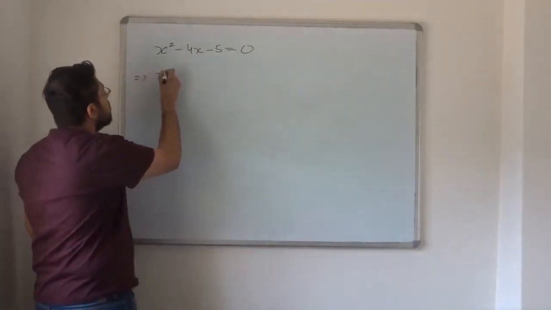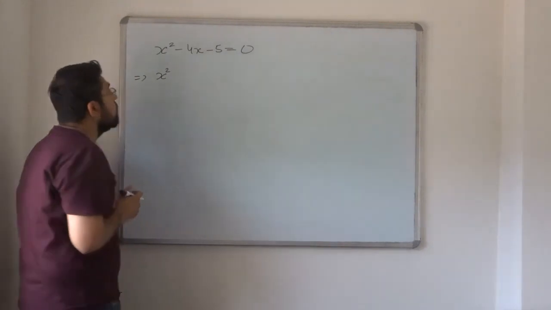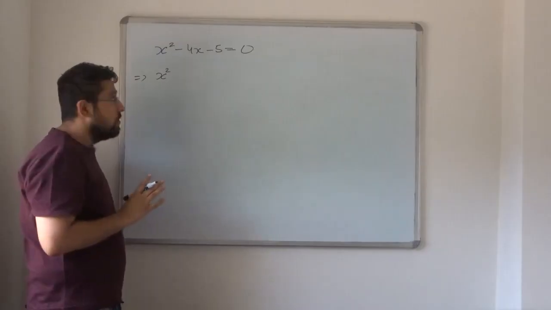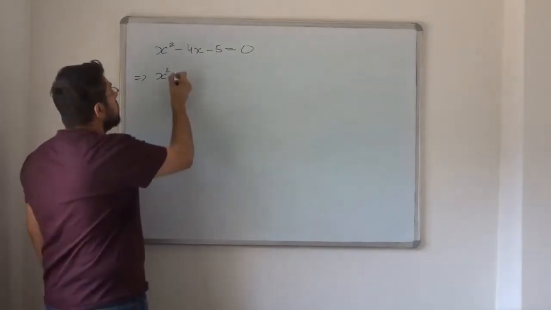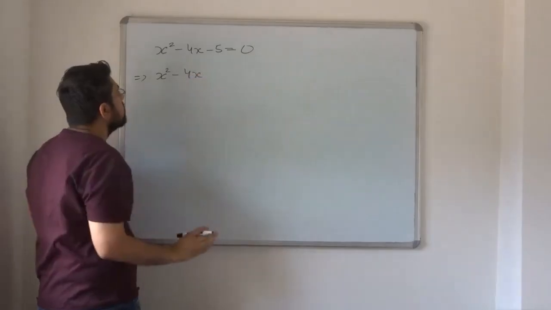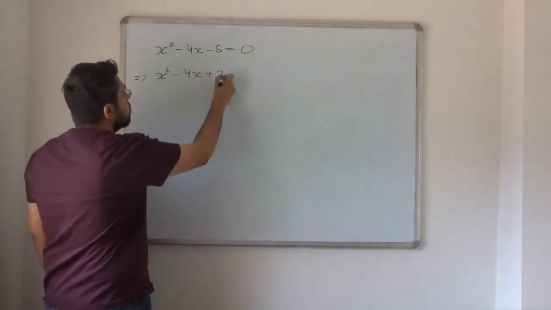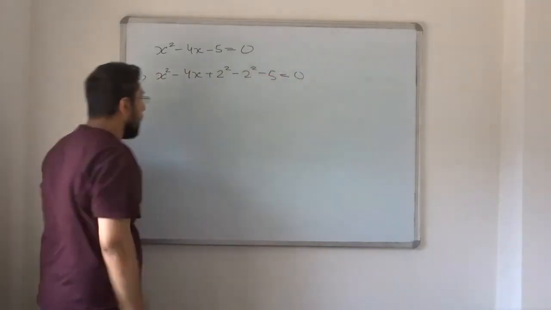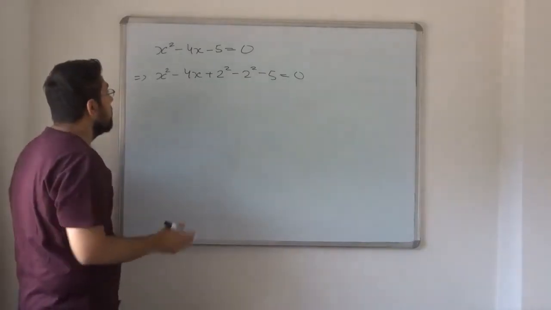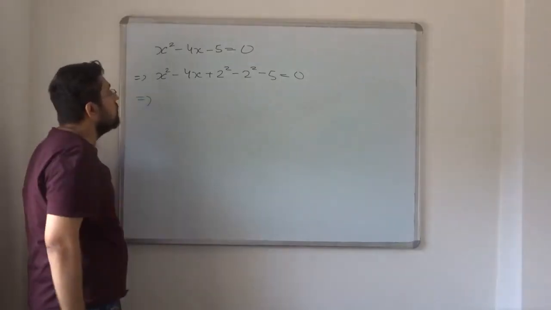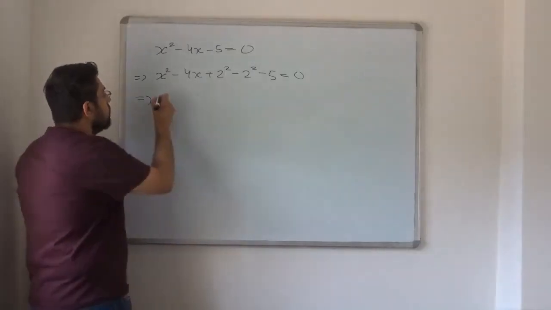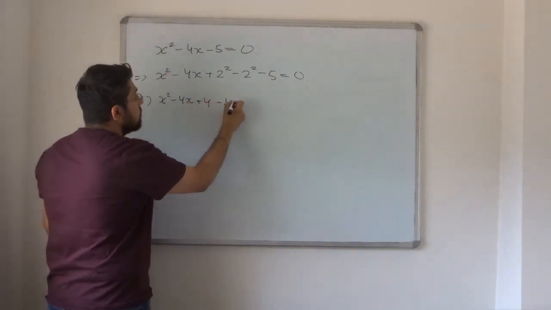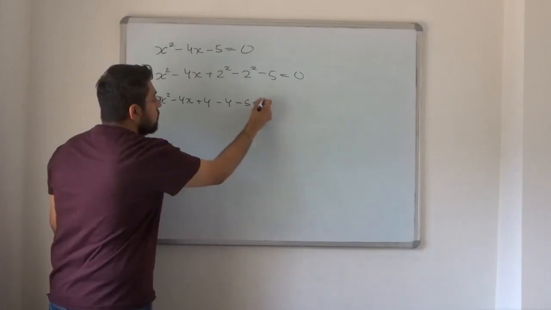So here, basically x squared. When we multiply 4 by a half, or we divide 4 by 2, what do we get? We get 2, isn't it? So this is going to stay as it is, and then here we're going to get 2 squared minus 2 squared minus 5 equals 0. That's what we're going to get. So basically, what do we get? We get x squared minus 4x plus 4 minus 4 minus 5 equals 0.